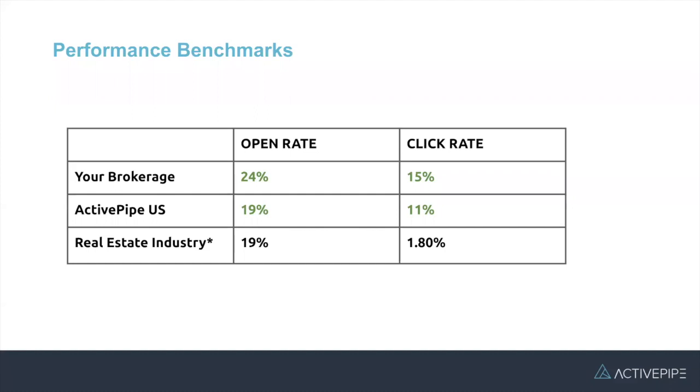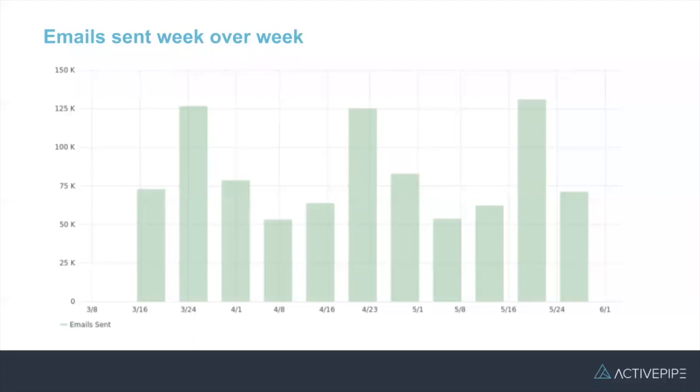As you'll see, this is just a randomized number from a brokerage of my own. And they're way above the brokerage average and the ActivePipe average. They are very heavy users within the product. And you'll see that click rate and open rate is much higher than the real estate industry average. This is another piece of information that you could add into your monthly report if you were going to send this out as a brokerage as a whole.